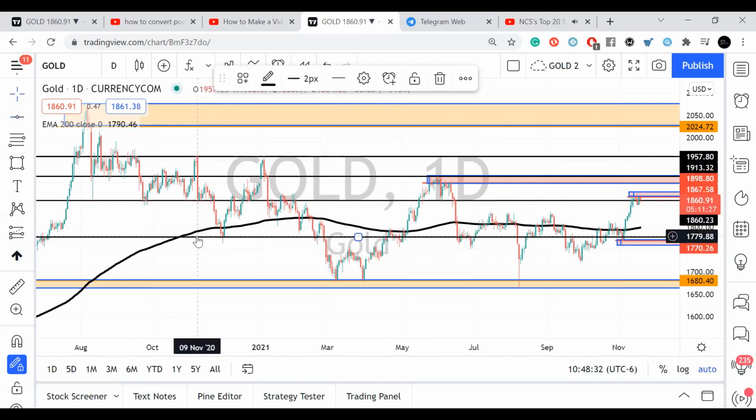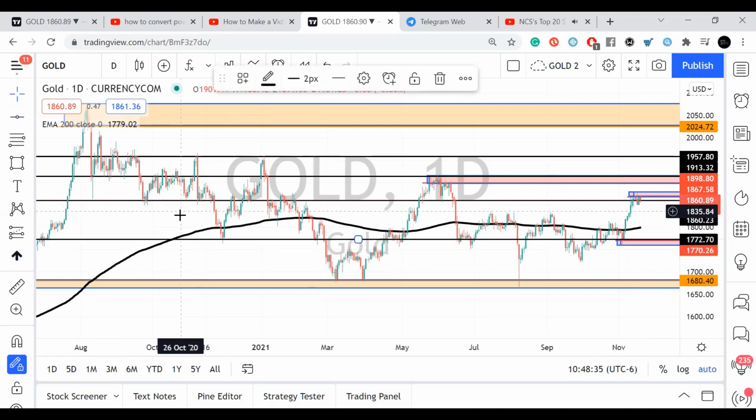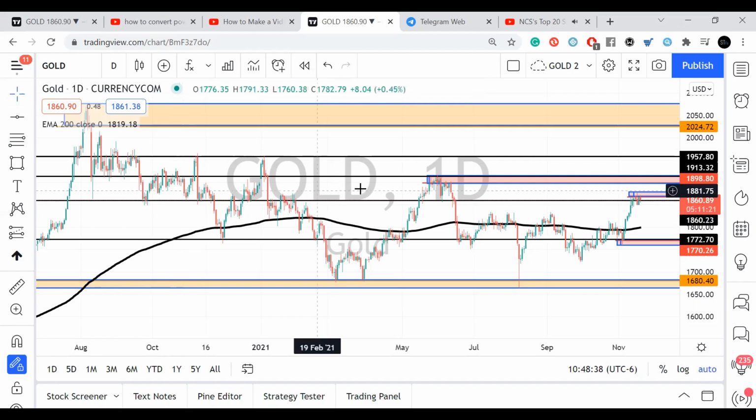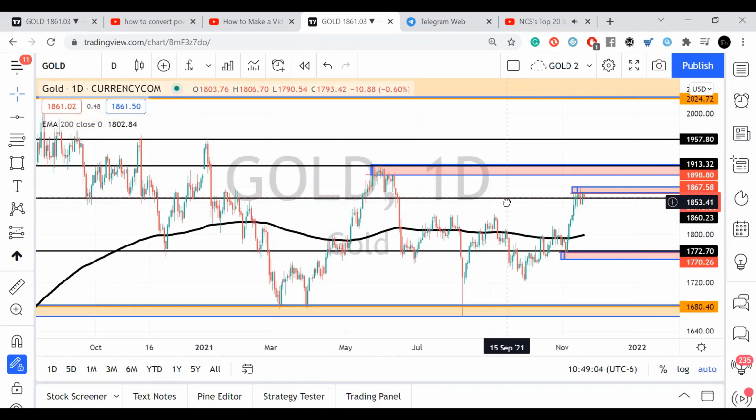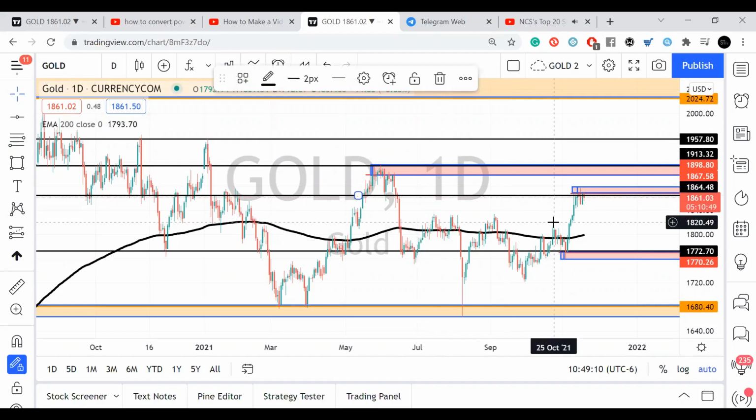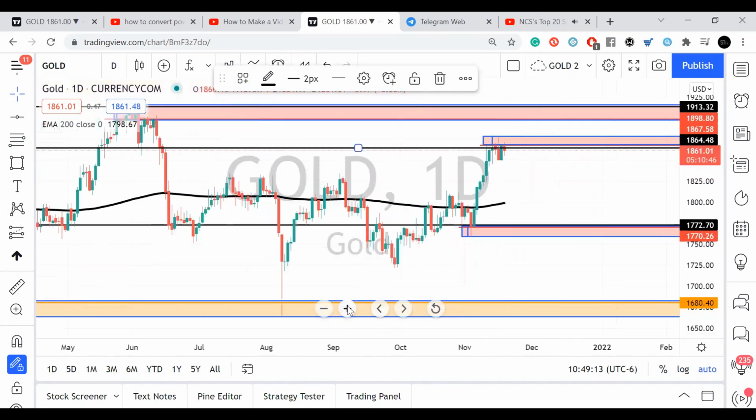Now, should price break here, price will come here before dropping. But this place is a daily structure. When price came from here to here, pulled back, came here, then we had this move to the upside before price broke here. So this is a daily structure. That's where price is at right now. That's where we are right here.